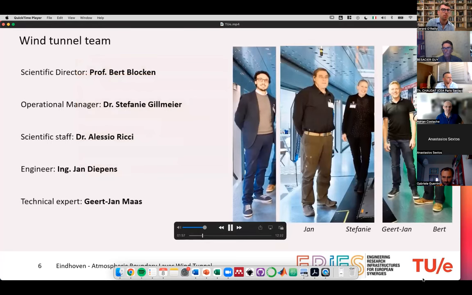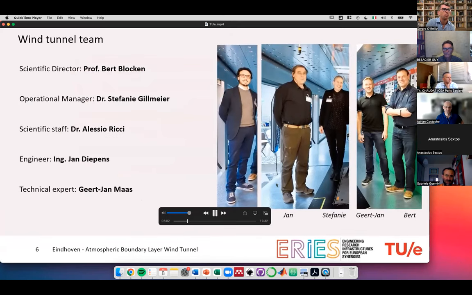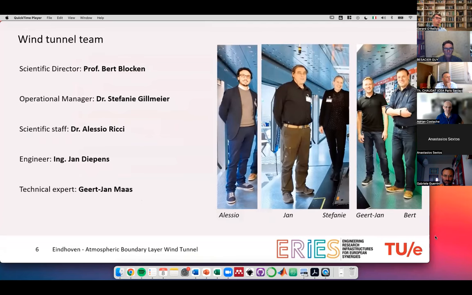Obviously, such a wind tunnel comes with a crew, it's not a one-person job. So you have a scientific director, who is Professor Bert Blocken. Then the next one is me, Stephanie Gilmeier, the operational manager. And obviously, we also have scientific staff. We have more than just one scientific staff, but depending on the project, we will have to see who supports this test. In this case, I've included Dr. Alessio Ricci, because he has by far the most experience in wind tunnel modeling. Then equally important are our engineer and our technical experts, Jan Diepens and Katja Maas.